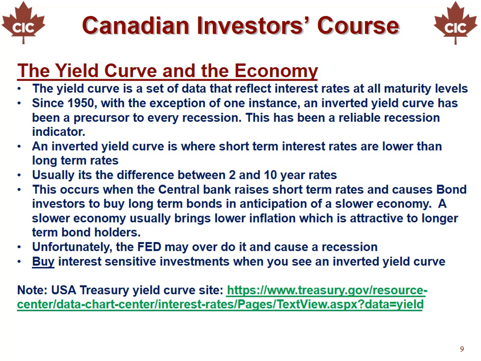And an inverted yield curve, as you'll remember if you followed session 2, is where short-term interest rates are higher than long-term interest rates. And usually the period in question is the 2 to 10-year rates. Inverted yield curves occur when the central bank raises short-term rates and causes bond investors to buy long bonds in anticipation of a slower economy. A slower economy usually brings lower inflation, which is attractive to longer-term bondholders. Sometimes the Fed overdoes it, and it triggers a recession.